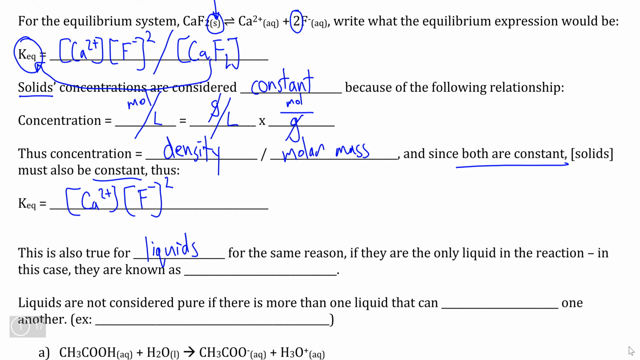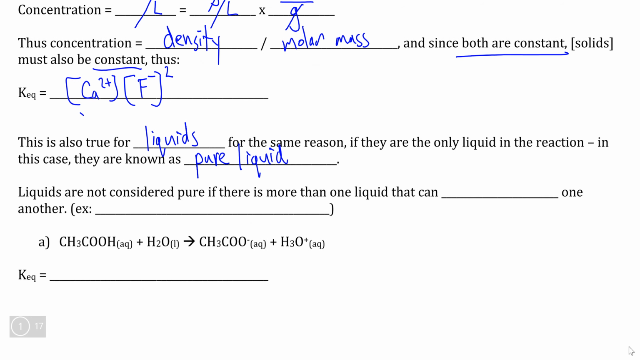Now, if we go back and consider the formula for concentration, the moles of solute divided by the volume of the solvent, if you have a liquid, you have no solute, so the idea of concentration makes no sense. So if we only have one liquid within the reaction, there is no meaningful way to measure the concentration of a liquid unless we compare density and molar mass. Now, if the liquid is the only liquid in the reaction, it is what we call a pure liquid and is not written in the KEQ expression for the same reason.